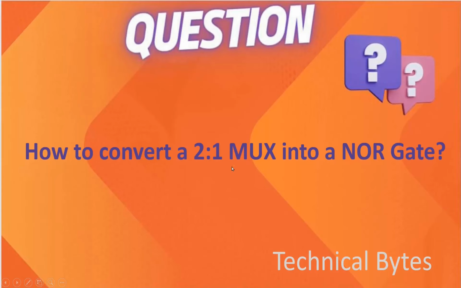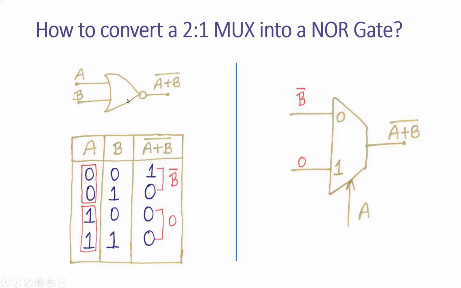The question is how to convert a 2:1 multiplexer into a NOR gate. Let me reveal its answer. This is a NOR gate.